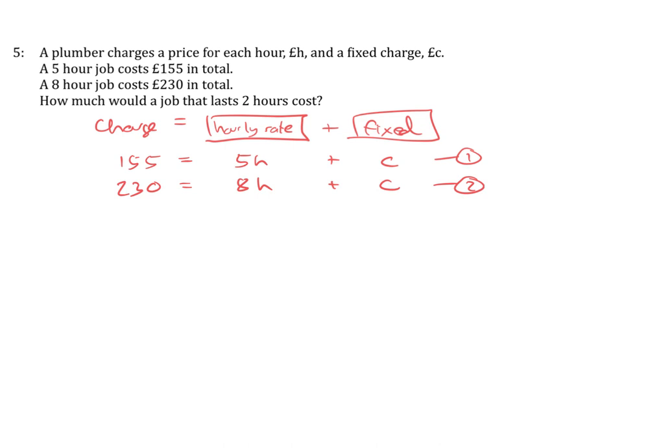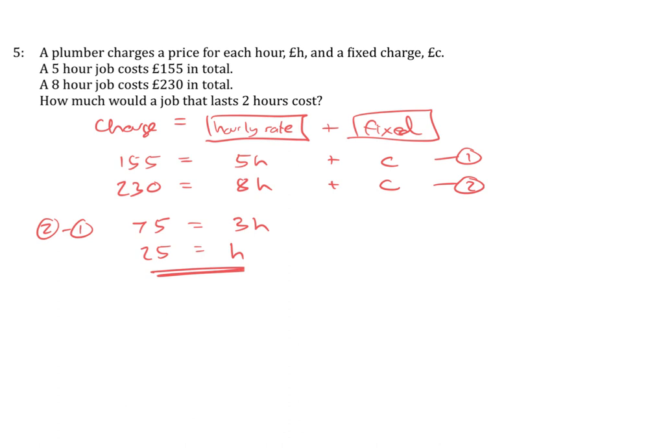I can clearly see that I could just do equation 2 subtract equation 1, because I have C on both. So 230 take away 155 is going to give me 75. 8h take away 5h is going to be 3h, and the C's have cancelled. So 75 equals 3h, the hourly charge must be equal to a third of that, so the hourly charge is £25. So that means the plumber charges £25 for every hour of work that they do.